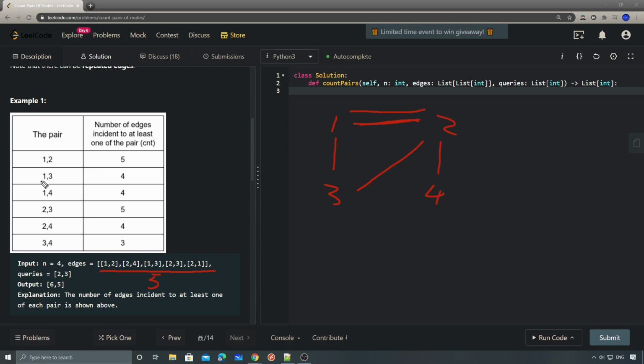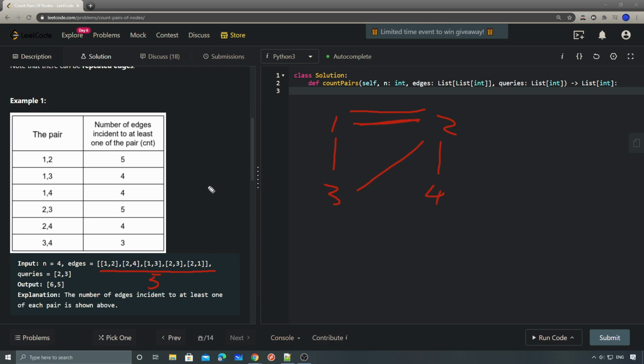And then another one, 1, 3 is 4. Why? Because we have 4 edges connecting to 1 or 3. Only this one doesn't connect to either 1 or 3. So on and so forth. So we have 1, 4 is also 4 because the edge between 2 and 3 doesn't connect to either 1 or 4. That's why we have this 4 here.